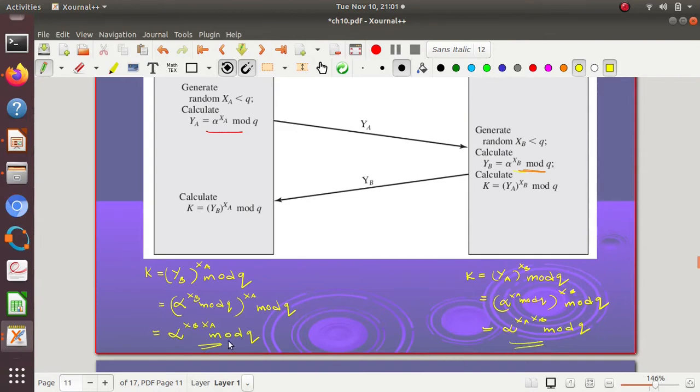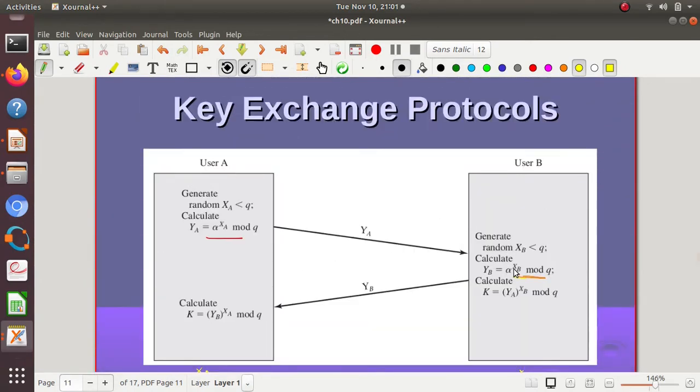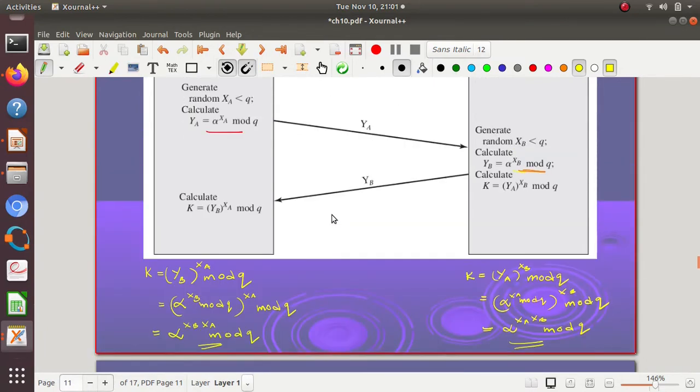So these two are the same. We will get the same shared secret key on both sides. This K and this K are the same. That is actually our requirement. We have to share a secret key on both sides, and this key will be used for further communication between user A and user B for symmetric encryption. So user A and user B will encrypt messages with symmetric encryption, and the key K will be used for that purpose.